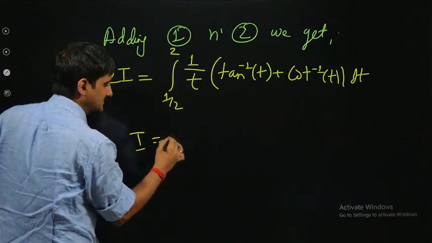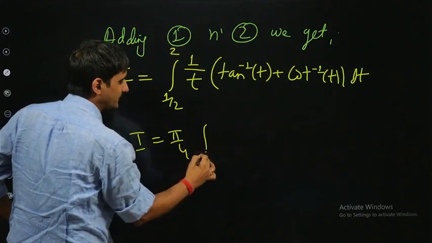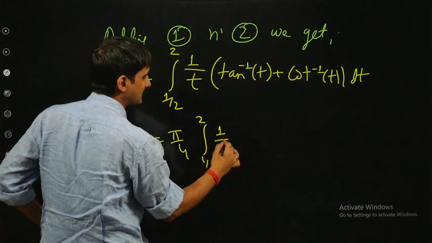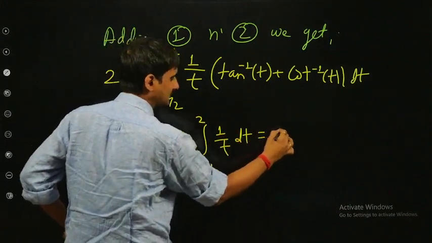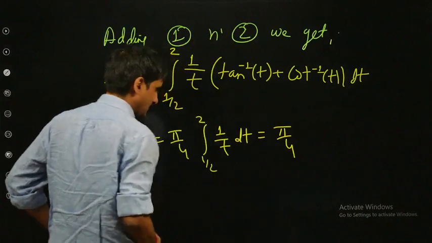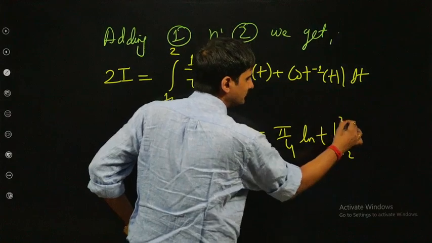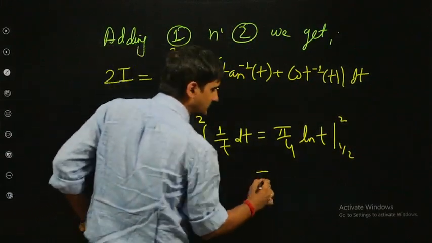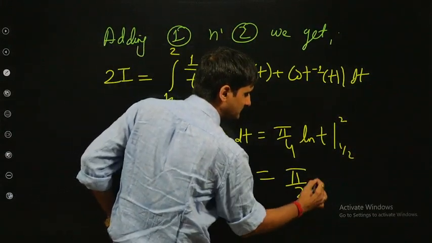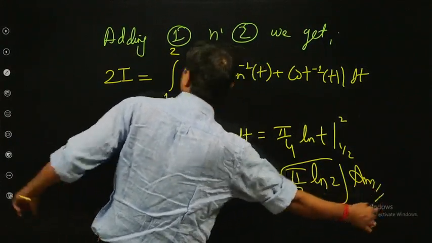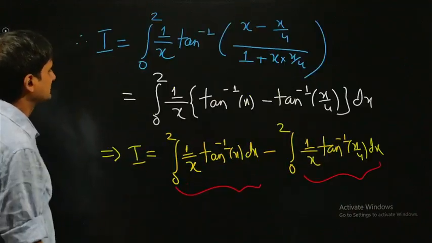So I is pi by 4 times the integral from half to 2 of 1 by t dt, which is pi by 4 times ln t from half to 2, that is ln 2 plus ln 2, which is 2 ln 2. So the answer according to me should be pi by 2 ln 2, bachcho. So that's the solution of this question.